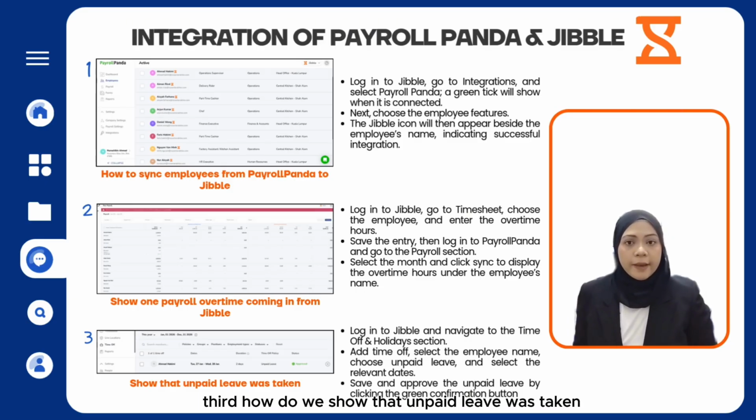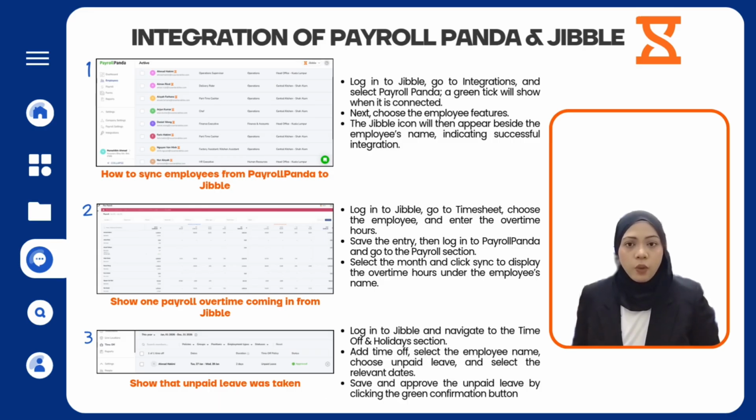Third, how do we show that unpaid leave was taken? Unpaid leave is recorded in Jibble by navigating to the time off and holidays section. Time off is added by selecting the employee name, choosing unpaid leave, and selecting the relevant dates. Once saved, the unpaid leave is approved by clicking the green confirmation button, ensuring the leave is properly recorded and ready to affect payroll calculation.